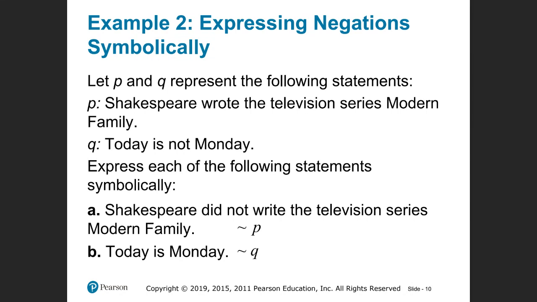Example 2. Now we're going to express negations symbolically. We're going to let P represent the statement Shakespeare wrote the television series Modern Family, and Q represent the statement today is not Monday. We want to express each of them symbolically. So if we want the negation of P, we would say Shakespeare did not write the television series Modern Family, and we denote that with a little wavy line in front of P, which is read the negation of P. For the negation of today is not Monday, we would say today is Monday, and we would write this as the negation of Q.